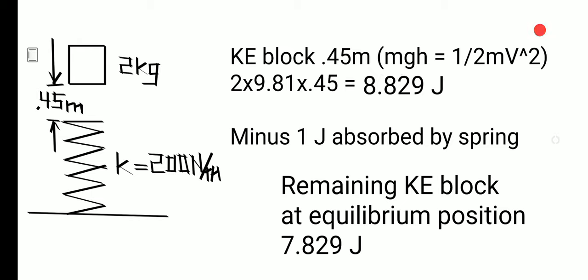Now remember, we want the speed at the equilibrium position, so it would have absorbed 1 joule of the kinetic energy as potential energy. So we subtract 1 joule absorbed by the spring. The remaining kinetic energy of the block at the equilibrium position would just be this 8.829 joules minus 1 joule, which is 7.829. So that's the kinetic energy of the block when it hits the equilibrium position.